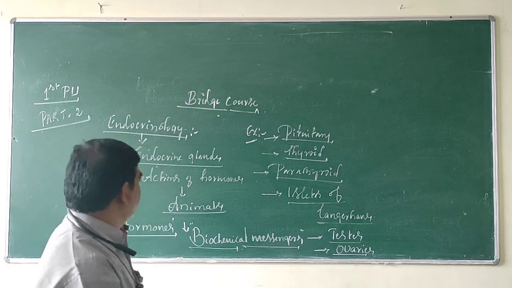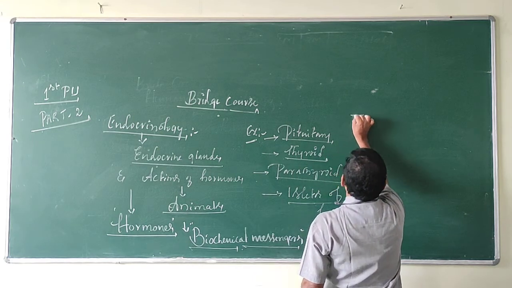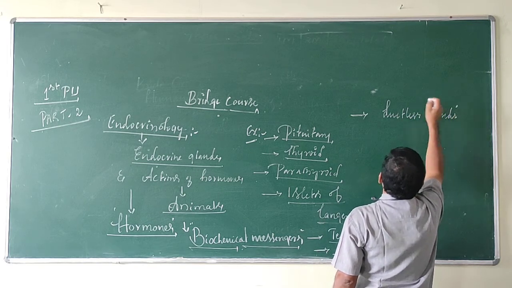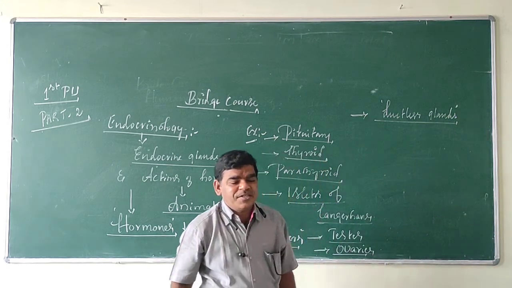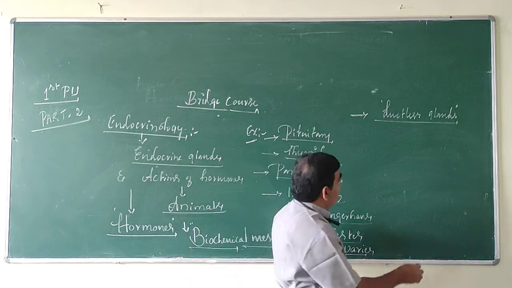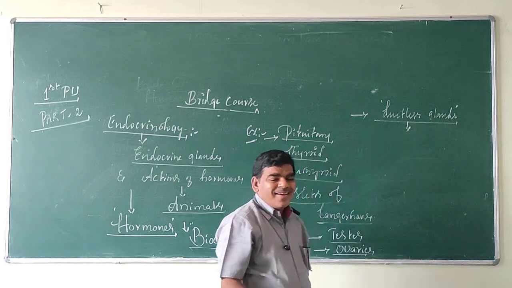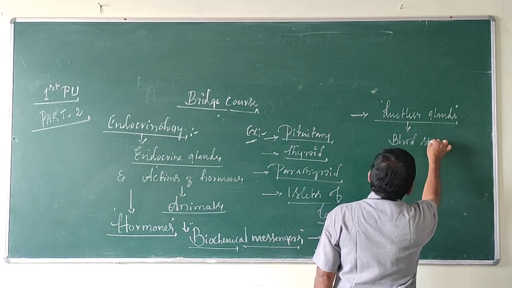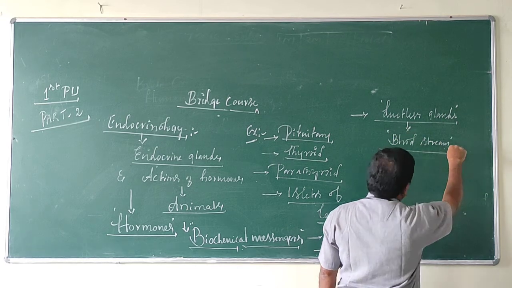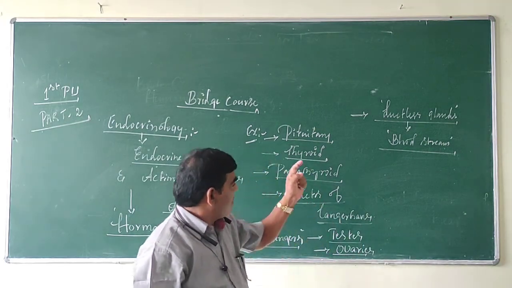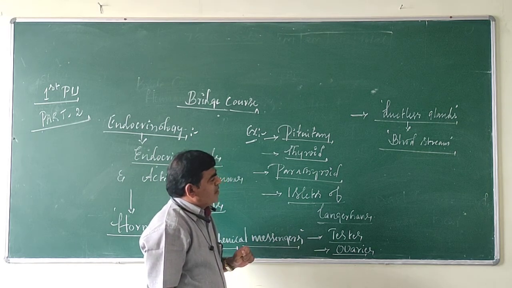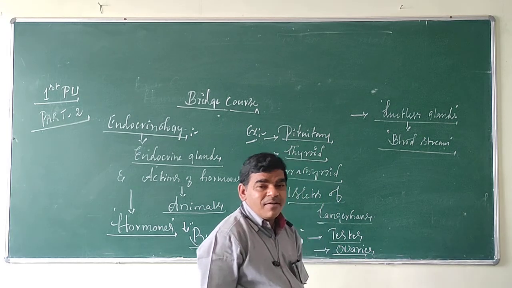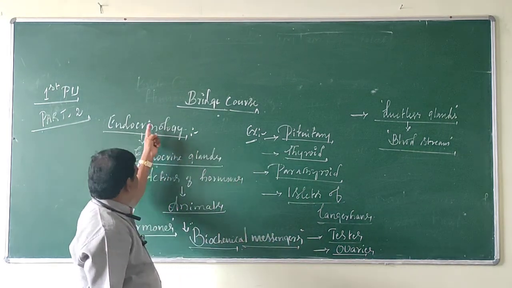Endocrine glands are called ductless glands. Ducts are absent in the endocrine glands. The hormones secreted by endocrine glands directly enter into the bloodstream. This is about endocrinology.